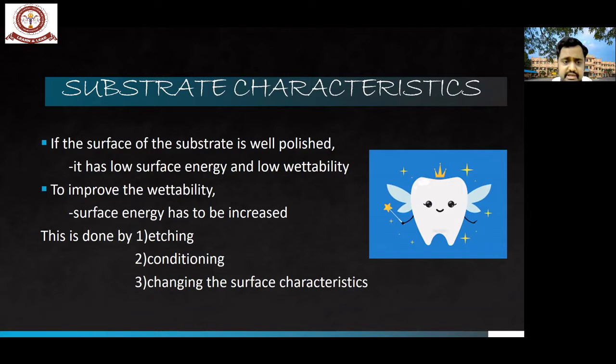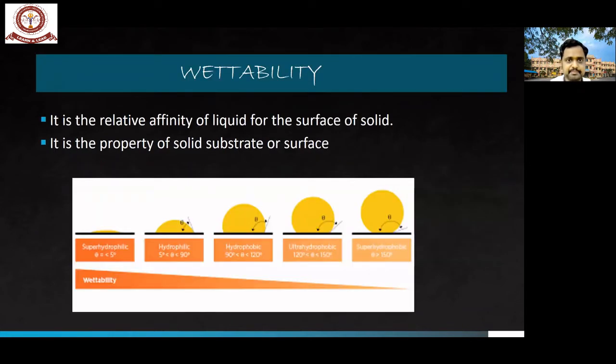There are various techniques by which we can increase the surface energy of the substrate, which include etching, which we use to do for composite, and conditioning, which we use to do before GIC restoration. The third one is changing the surface chemistry. We can deposit something over the surface, which will enhance the bond of the substrate.